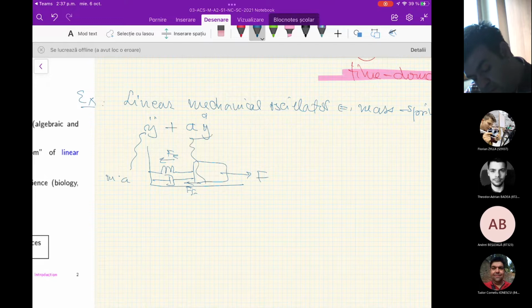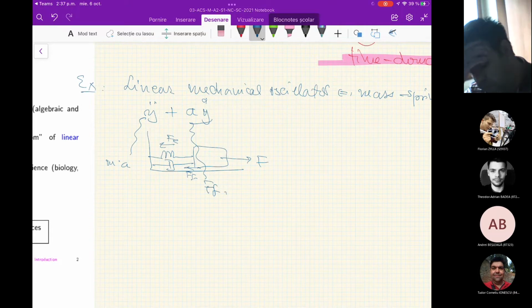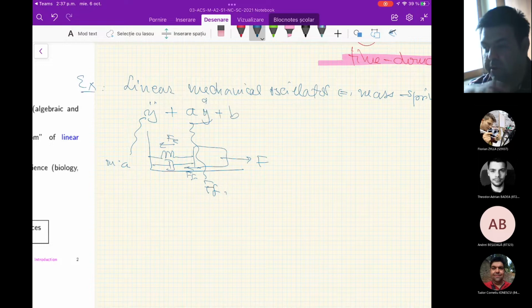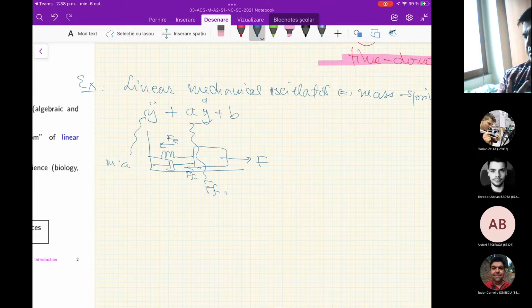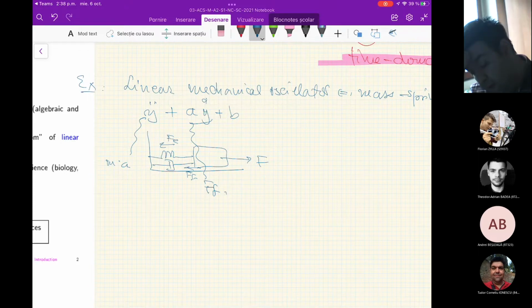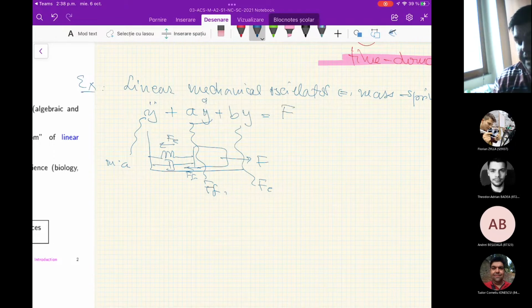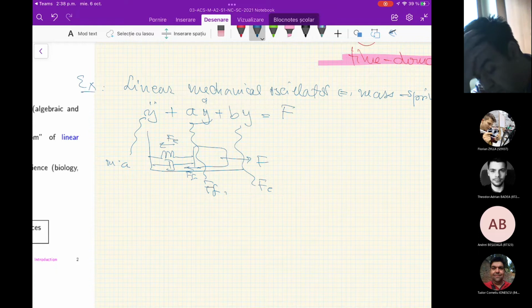This is usually the friction force, which is directly proportional to the speed, to the velocity, plus another coefficient. I'm just making it very general because this is generating a whole class of systems. So with this type of equation, you can model an infinite number of phenomena. It's not just the mechanical system. Plus B times y, this is usually the elastic force, equals F, the driving force, which is the input.